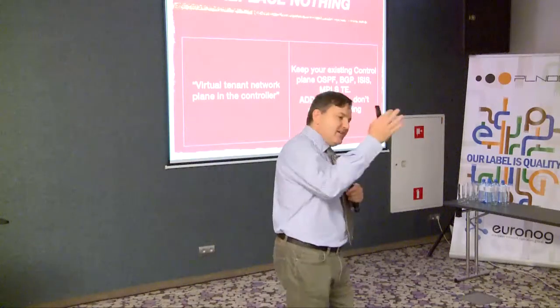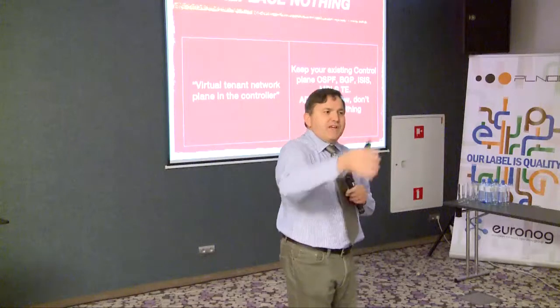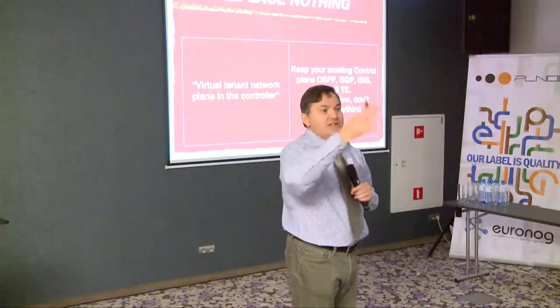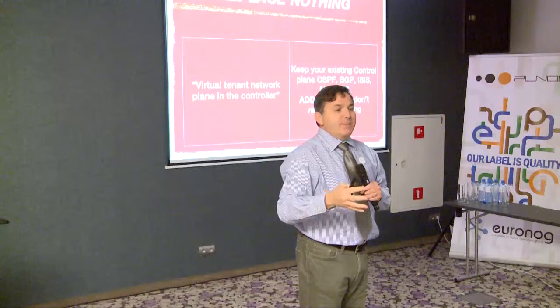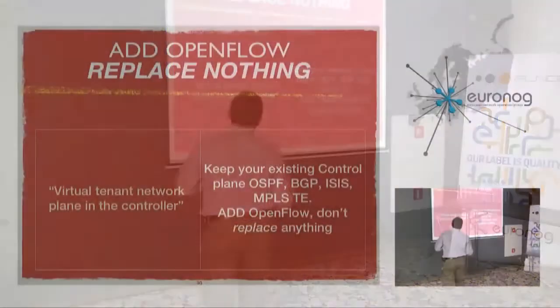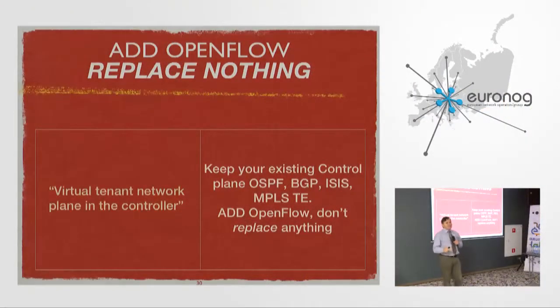So you can literally take this port, this port, this port, this port, on this switch, this switch, this switch, and turn that into a sub-network. Okay? Virtual tenant network planes in the controller. So you can take your existing network and turn it into a virtual network which is OpenFlowed. And then everything else runs your OSPF, ISIS, LDP, MPLS, whatever. And you can just carve it out from your existing infrastructure if you've got OpenFlow compliant devices today. Start a pilot network. Okay? Adding OpenFlow doesn't replace anything unless you choose it to.